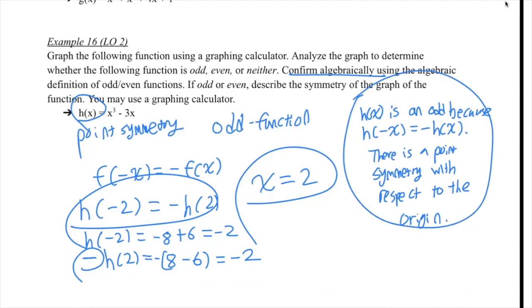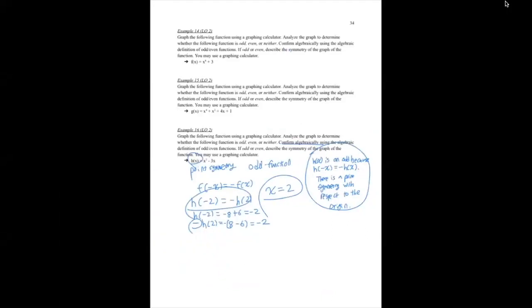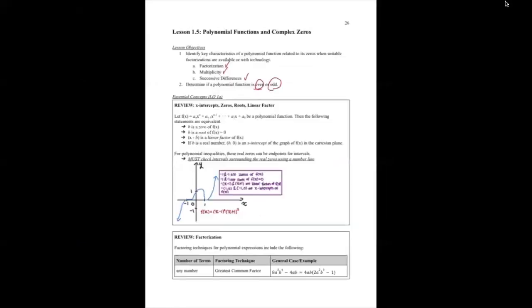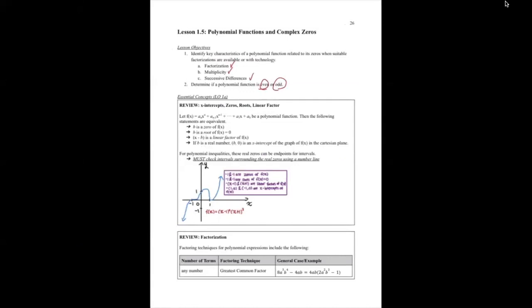Great. I think that is it for lesson 1.5. That was a long lesson. Thank you so much for listening. Essentially, you will be comfortable now with factorization, multiplicity, successive differences, as well as determining if a polynomial function is even or odd.